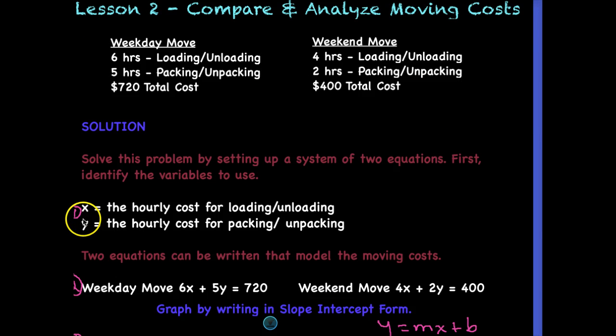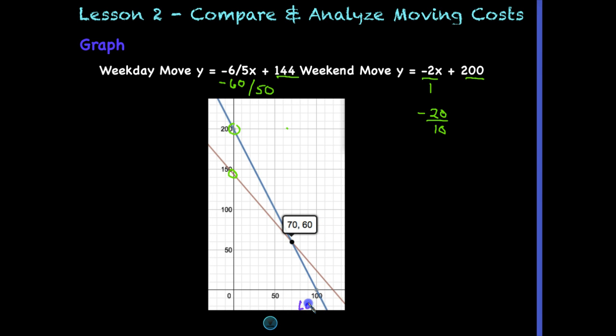Here we said x was the cost for the loading, unloading, and y was the cost for packing, unpacking. So I'm going to put a label on my graph under x that says loading. So this is our loading. I'm just going to say load. And our y was our packing, unpacking, and I'm just going to say pack. Okay, so then that can help us define what this is. So 70 represents the cost, that's our x, to load. So 70 is load, put an L here, and 60 is the cost of packing. So it was $60 per hour to pack and $70 per hour to load.